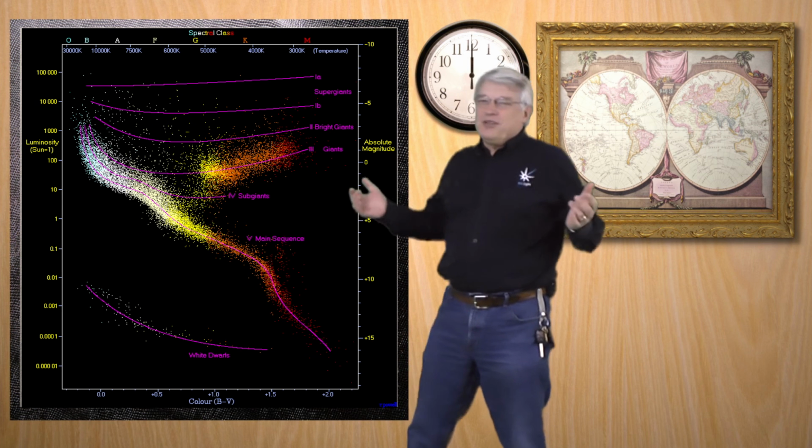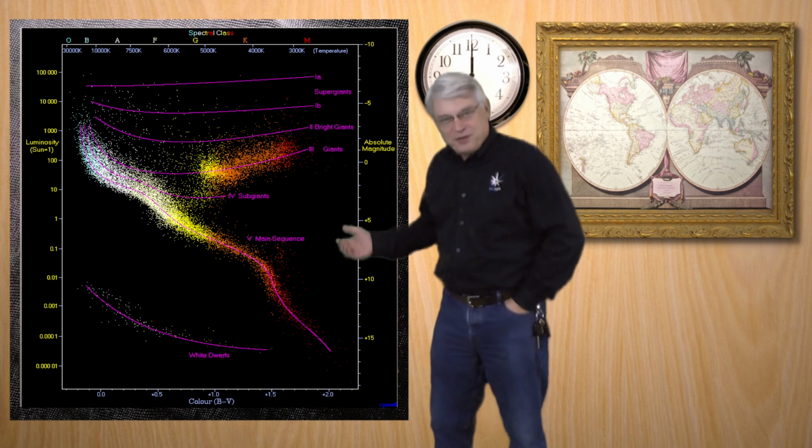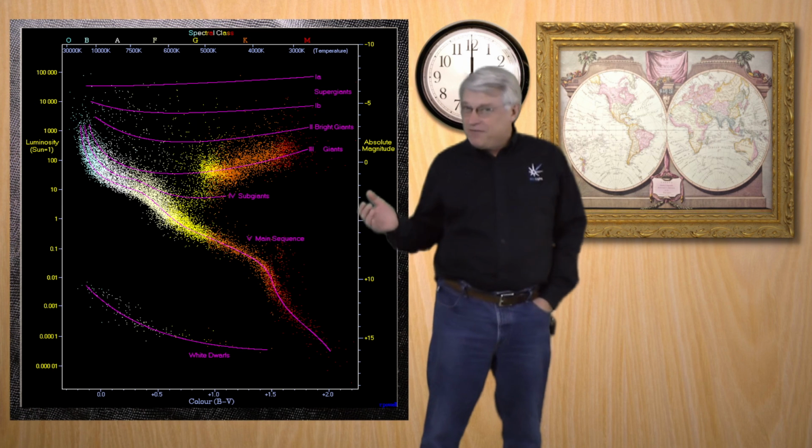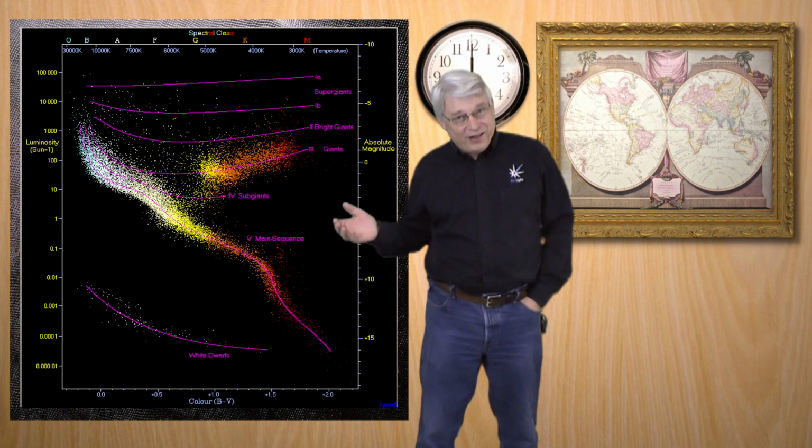Isn't it amazing what you can learn from a simple scatter plot? The relationship between two seemingly unrelated variables can hold a wealth of information.